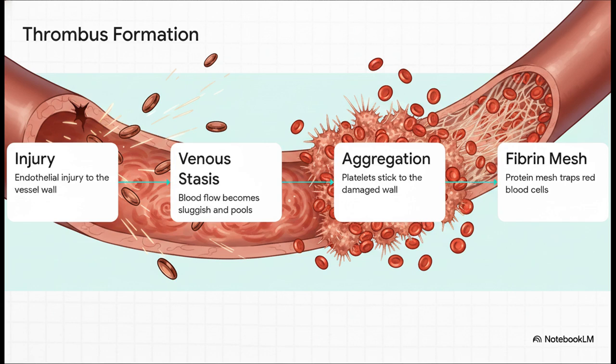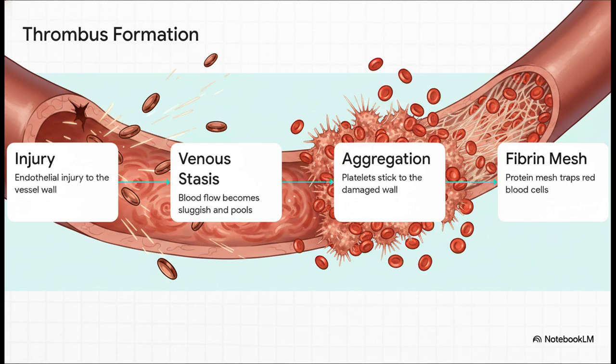This process generally follows a really precise four-step physiological cascade. Step 1 is endothelial injury. Whether it's from microtrauma, a recent surgery, or even chronic inflammation, you get a tiny tear in the smooth inner lining of the vein, which exposes the subendothelial collagen underneath. Step 2 is venous stasis. Because of immobility or maybe valvular dysfunction, the blood flow gets incredibly sluggish. It begins to pool, and that drastically increases the contact time between the blood elements and the damaged vessel wall.